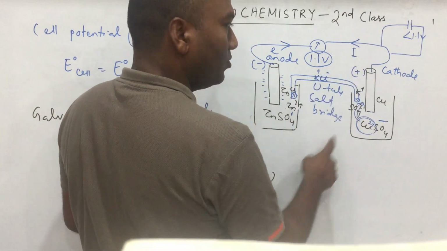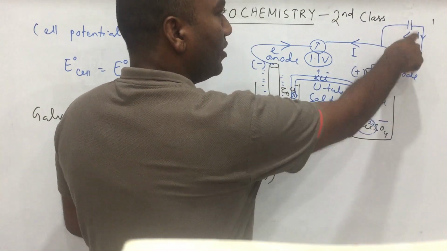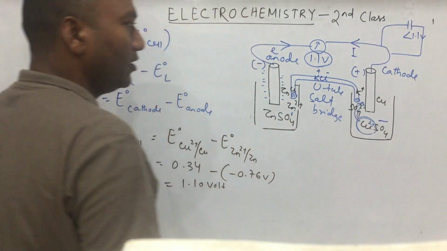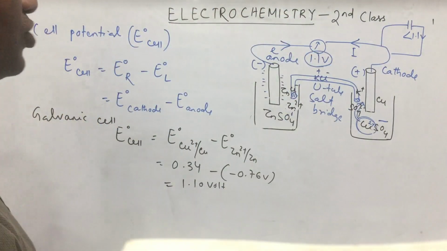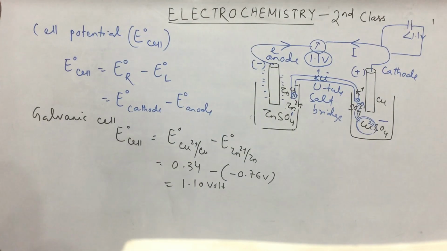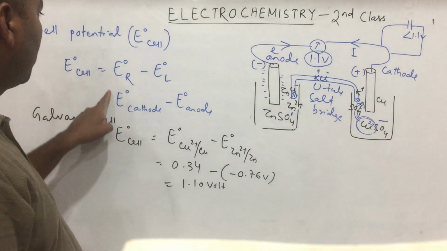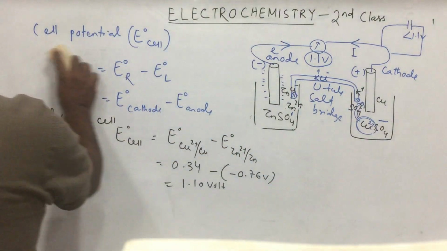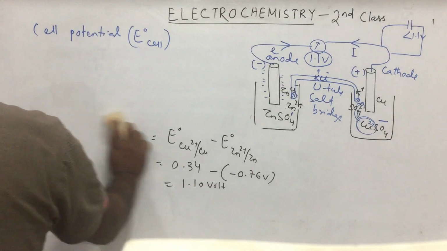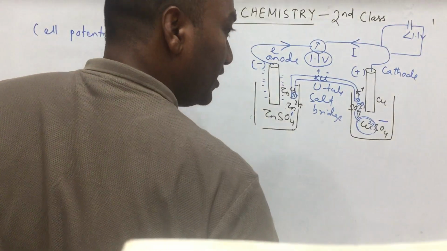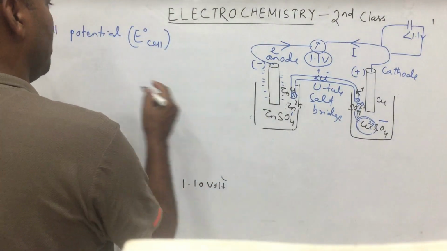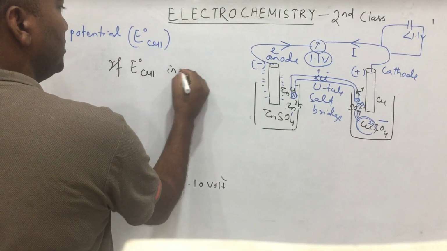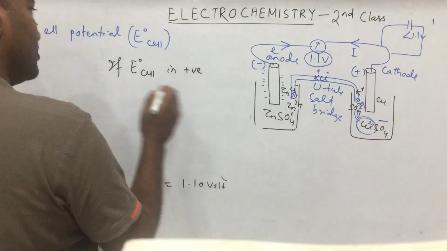Now come to the different types of question I asked earlier. Sir, why does zinc lose? Why not copper? Why are we passing less than 1.1 volt? If it is greater than, what will happen? So this question we will now check. Remember this, when this E° cell value, this cell potential, is positive, then the cell reaction is possible. So if E° cell value is positive, then the reaction is feasible.